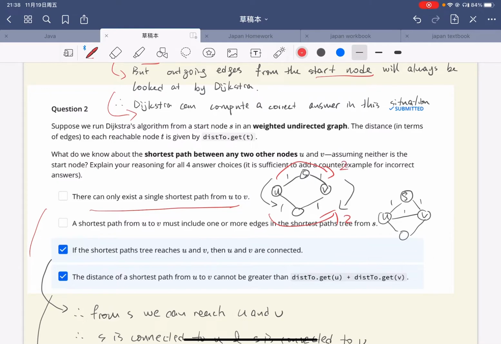And the second one is also wrong, because we can look at this graph. The shortest path tree may go firstly S to V and to the bottom node, and then S to U, but there actually exists one shortest path connecting U and V that is not in the shortest path tree.